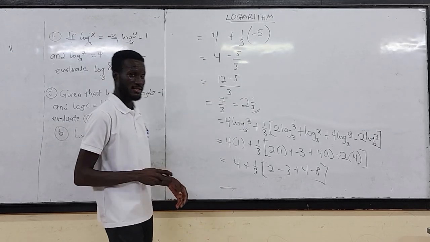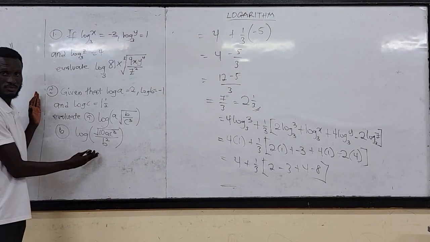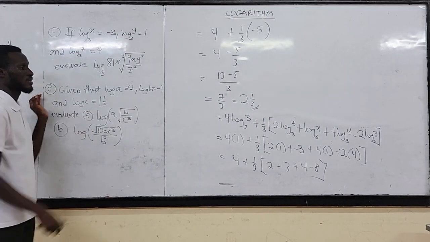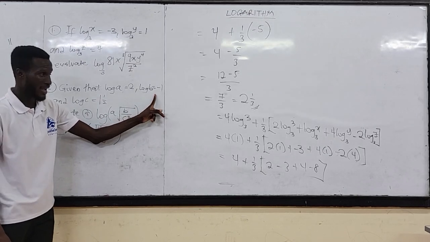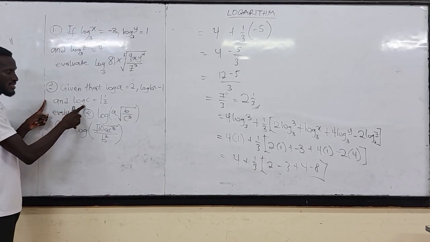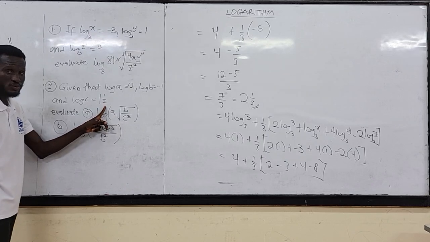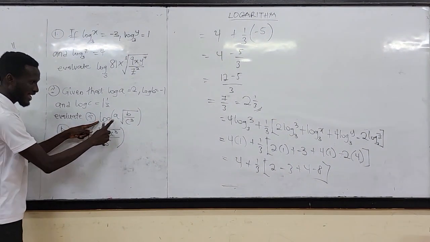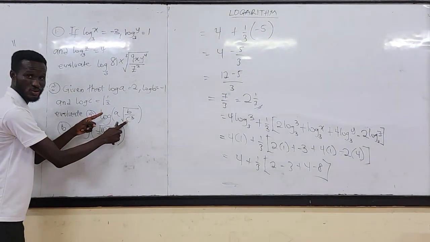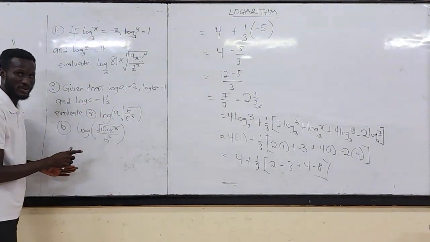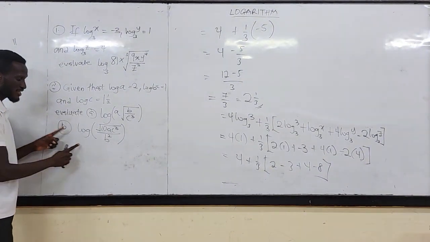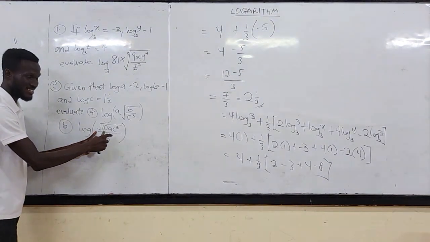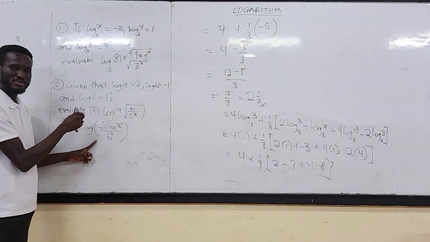Now at this point, look at this question. Now we have given that log A is equal to 2, log B is equal to 5, and log C is 1 whole number, 1 out of 2. We are to evaluate log A multiplying root of B over C exponent A. And then the second one is log root of 10 AC exponent A, all divided by B squared.